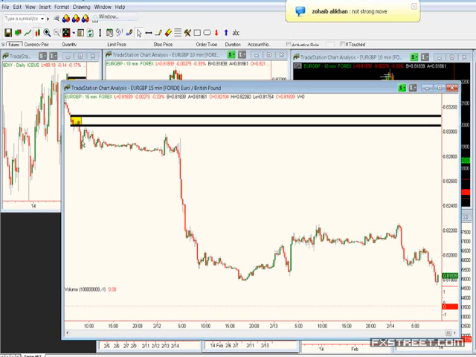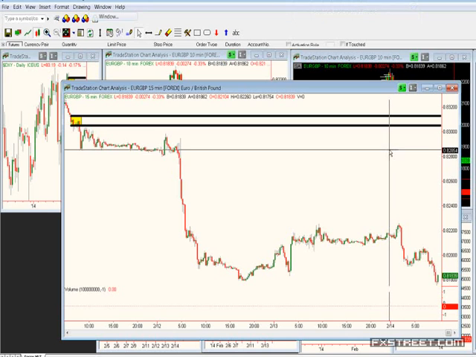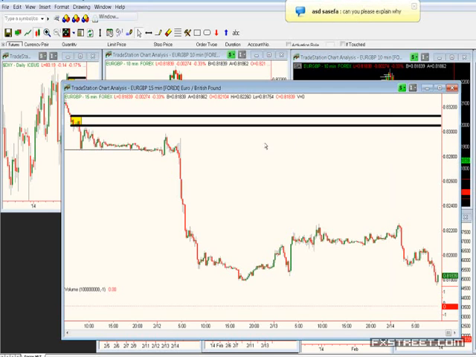Right? But what happens is a lot of retail traders, a lot of new traders will start shorting right here, and then they'll put their buy stop right up here in the supply zone. That's why so many people lose. Okay? That's why so many people lose.